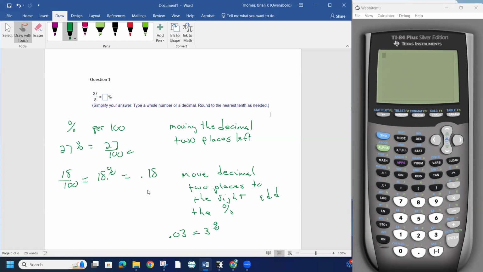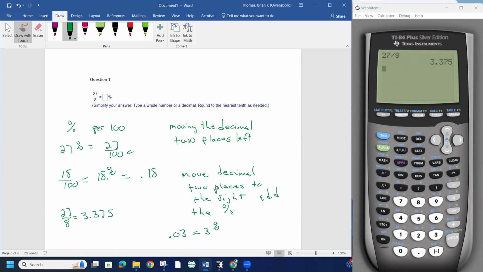So one of the things we pick up on is it's actually very easy to change decimals to percents. So what I can do in this problem here, since the denominator is not 100, is just divide 27 by 8 and change it into a decimal. So 27 eighths is the same thing as 3.375.